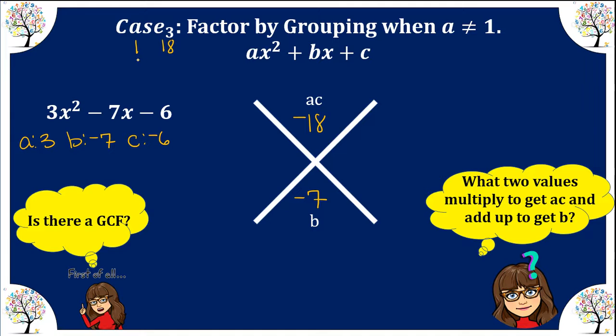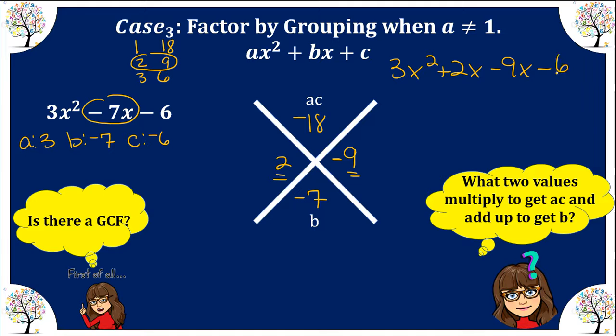We have 1 and 18, 2 and 9, and 3 and 6. What combination could give us a negative 7? And we know we will be using a negative. So I believe 2 and 9 is the two numbers we need, and the 9 needs to be negative. This multiplies to give us negative 18 and adds to give us negative 7. So we're going to rewrite negative 7 with these two coefficients. So we have 3x squared plus 2x minus 9x minus 6.